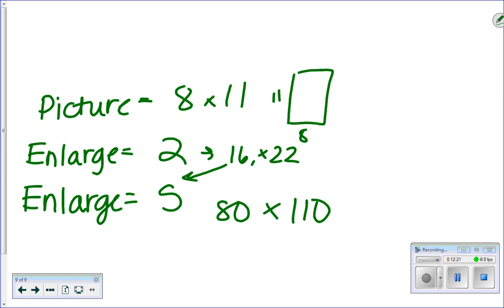Yep, that's another way you can do it. I just did it in steps. But another way you can do it is to multiply these two things together. So 5 times 2 is 10. And then take 10 and multiply each of those, and you're going to get your new one. If that makes sense. Okay? When you're talking about a picture and they ask for dimensions, you have to have both of them. You can't just say it's 80. You've got to have both of the dimensions.